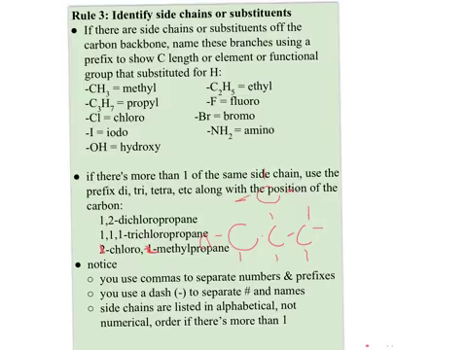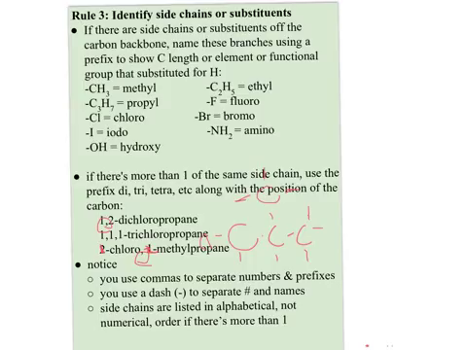So notice you use commas to separate numbers and prefixes. You see the commas up here where I've used them. And you use a dash to separate numbers and names. So prefixes would be like, if I had... oh, right here, I see one. So 1-chloro, 1-methyl, the commas go between the numbers, and then you use the dash between the numbers and the actual name.